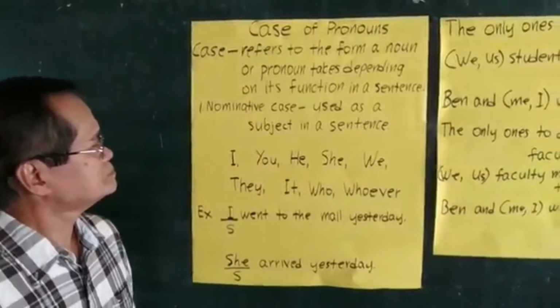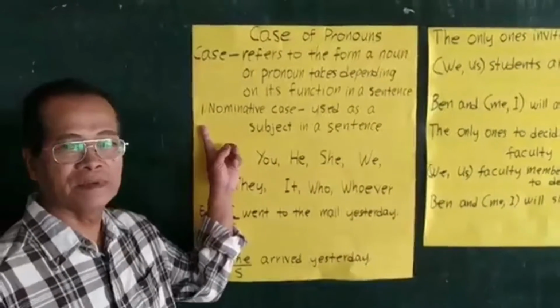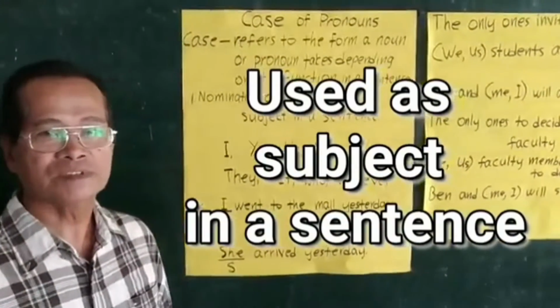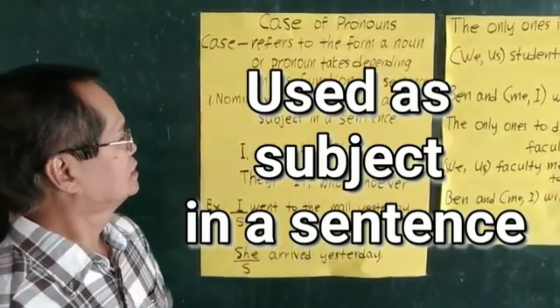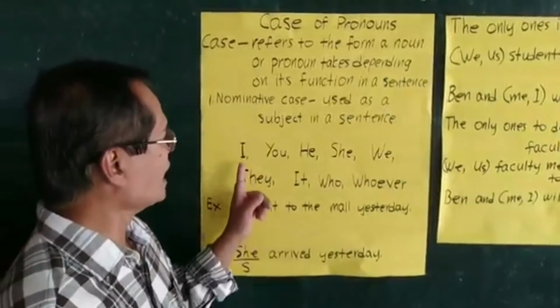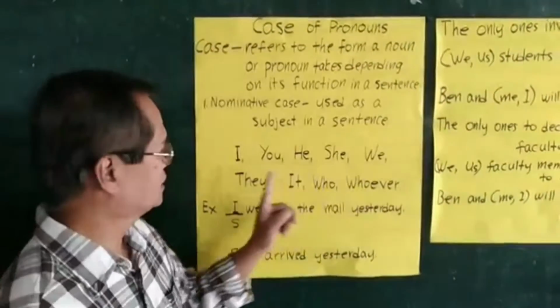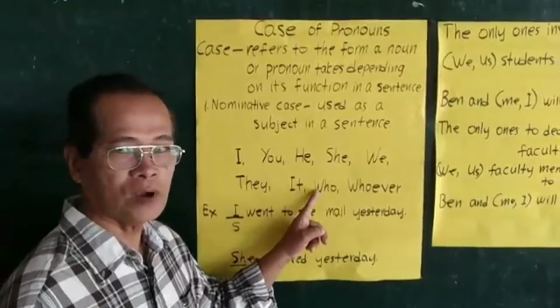Alright. The first case is the nominative case pronoun. Remember, it is always used as a subject in a sentence. Our nominative case pronouns are I, you, he, she, we, they, it, who, and whoever.